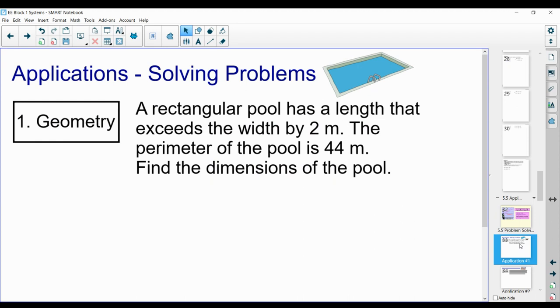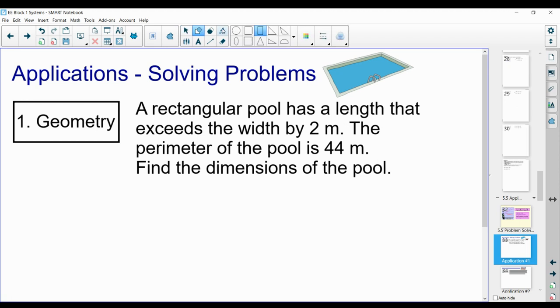First example here is a geometry style question. If you're given a geometry question, often what you want to do is draw a picture. So the labeling or the defining of your variables can be done by drawing a picture. The question says, a rectangular pool has a length that exceeds the width by 2 meters. The perimeter of the pool is 44 meters. Find the dimensions of the pool.